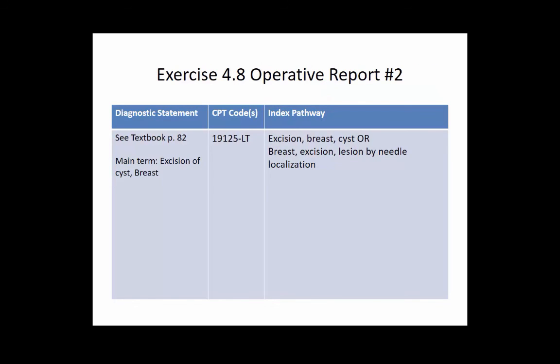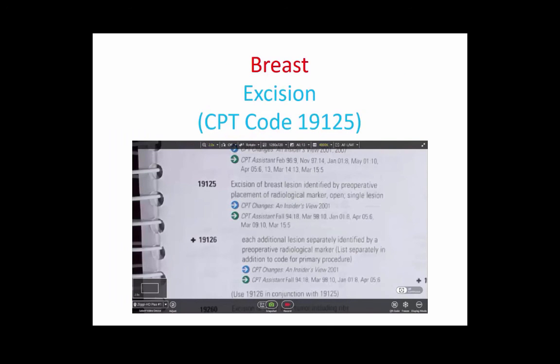Operative report number 2, the main term is excision of the cyst of the breast. And there's 2 paths you can use to get there. And the answer is 19125, the left breast. And here you have the code 19125. That's all I have for chapter 4, the integumentary system.